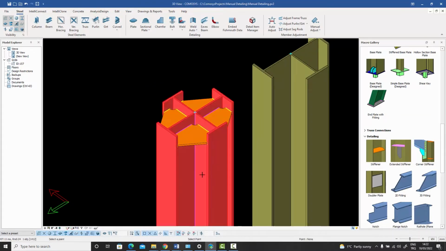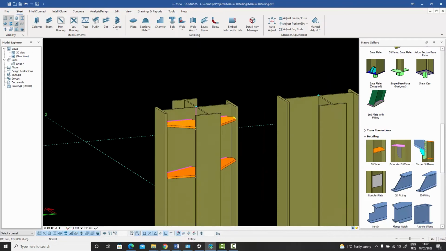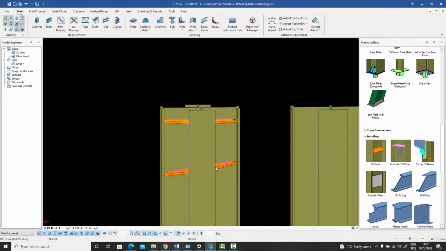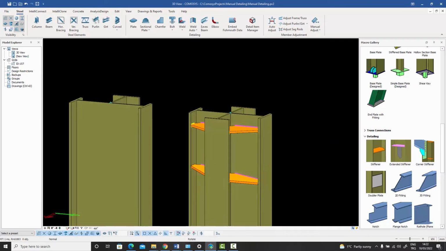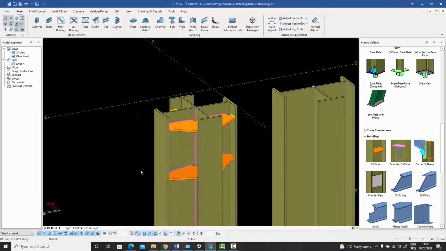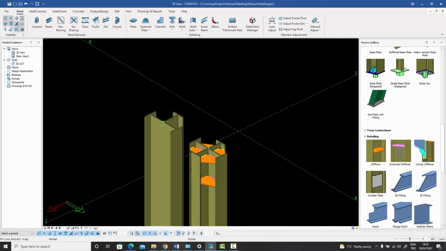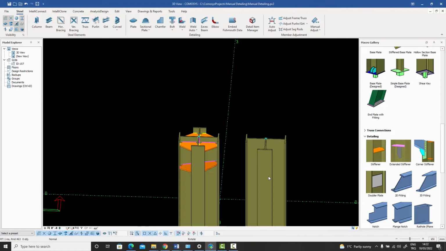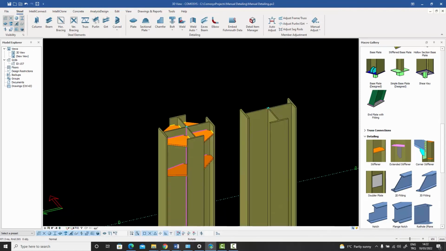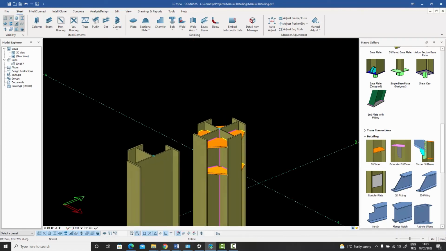So let's see what that can do. We can select a point along the column over here, and then select another point over here. And now what we have is slightly sloped stiffeners. All these are sloped. All the four stiffeners on the sides of the columns have been sloped according to those points. This really makes the job of the detailer much easier.